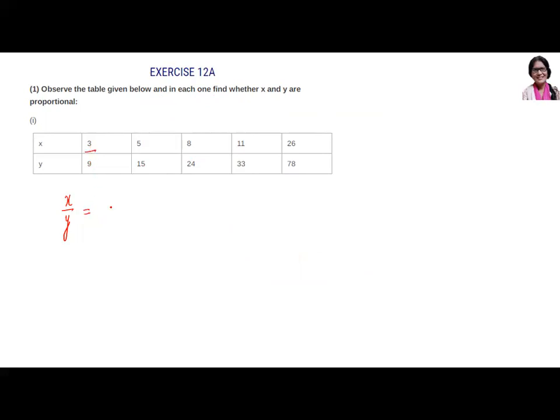It will be 3 upon 9. And of course, I'll write in lowest terms. It will be 1 by 3. Next, I'll go for 5 by 15. How much is it? Again, 1 by 3. Yes, proportional. Then I'll go for the third one, 8 by 24. 8 times 1 is 8, 8 times 3 is 24. So again, it is 1 by 3. For each case, x by y is 1 by 3, 1 by 3, 1 by 3.